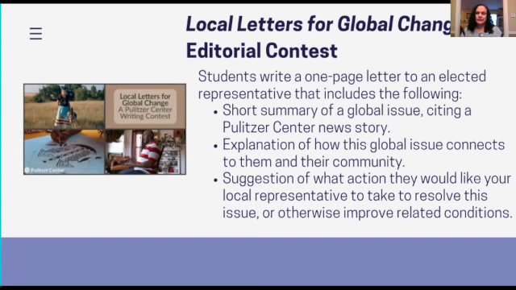They're going to talk about that issue in the light of the Pulitzer Center news story. So they have to use evidence from the article. They have to talk about how that's local to them and their community. And they also have to suggest an action, which is something that we don't always ask our students to do, but it's something they really want to know. So especially in climate issues, there are so many students that are interested in that.